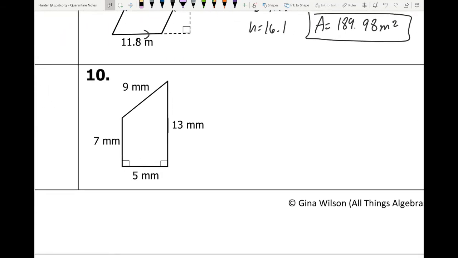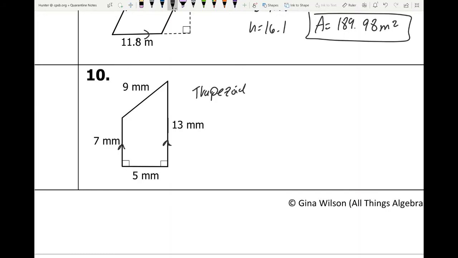All right, number 10. So let's think about what we got here. I've got a side that is perpendicular to 2 sides. What that tells me is that these 2 sides are parallel. That's one pair of parallel sides. So I know this is going to be a trapezoid.